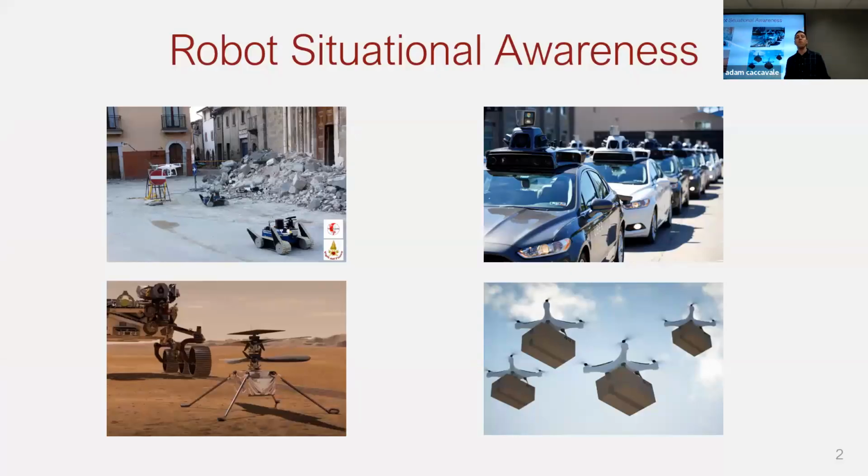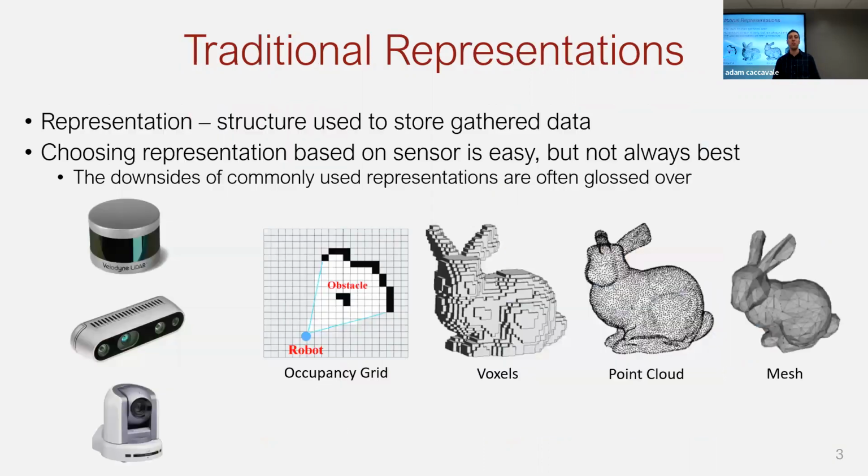Shown here are a few different scenarios in which it's useful to use robots. This ranges from disaster relief, self-driving cars, Mars exploration, and package delivery. Something that all of these have in common is that the robot needs situational awareness. By that, I mean they need to understand their environment, where they are in it, and where obstacles are relative to themselves. In order to do this, they need some way of representing the obstacles or the map. Now, there are many different ways to do this, but the choice of how they do this is oftentimes overlooked. Oftentimes it's just whatever's convenient based on the sensor.